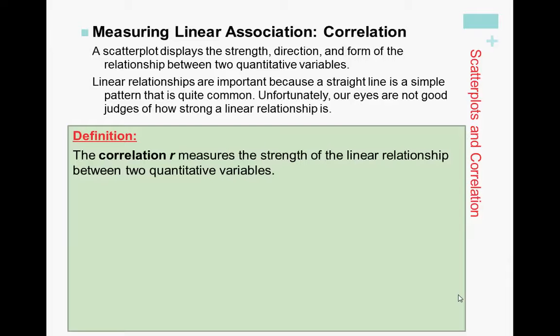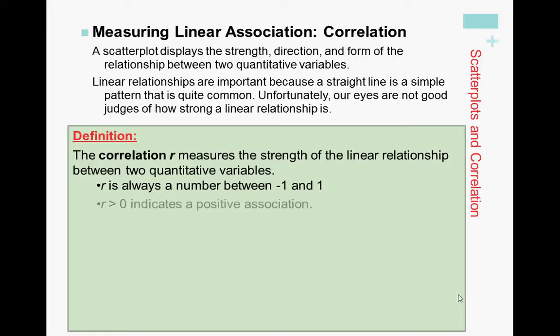R is always between -1 and +1. If it's greater than 0, that indicates we have a positive association. Positive slope is also going to coincide with that. Being less than 0 indicates a negative association. No big shock, but good to remember.